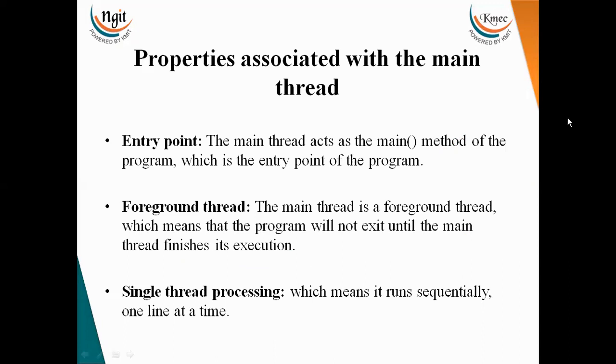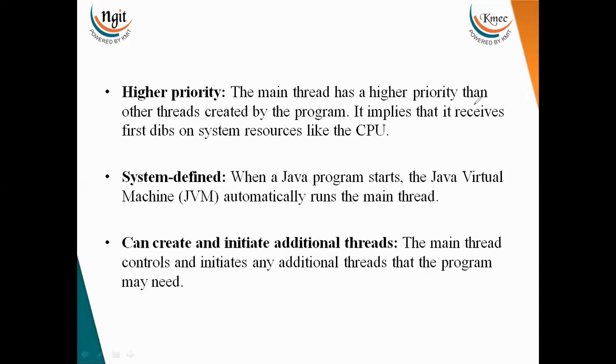And it has three more properties. The main thread has high priority compared to all other threads. Whenever there are system resources, the main thread has the right to occupy the system resources first. That is the meaning of high priority. And it is system defined. As I told you, whenever you start the Java program, the JVM automatically creates this main thread. Sir, does the main thread control or initiate any other threads? Depending upon the need, it controls as well as initiates the required threads, right?